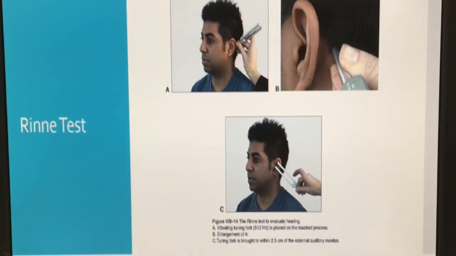Here's an example of how the Rinne test would be done. You can see where the tuning fork is placed on the ear for the air conduction and then on the mastoid process for the bone conduction.